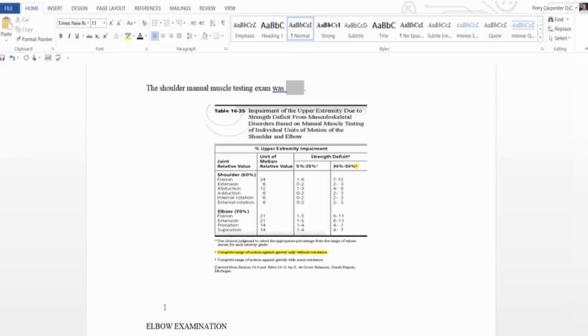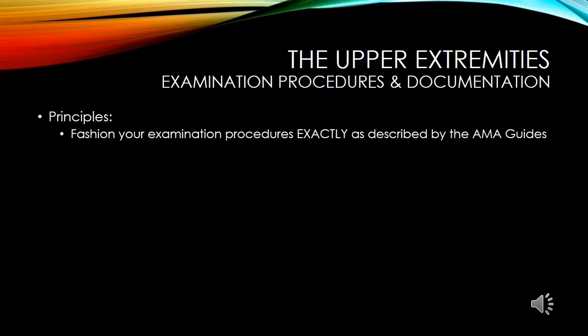Let's conclude today's program with just a couple of closing remarks. Okay, doctors, so let's wrap up today's program and summarize with just three general principles that we can extract from our demonstration on physical examination and also on our template for reporting our findings of our physical examination. So principle number one is for you to fashion your examination procedures exactly as those examination procedures are described in the AMA guides.